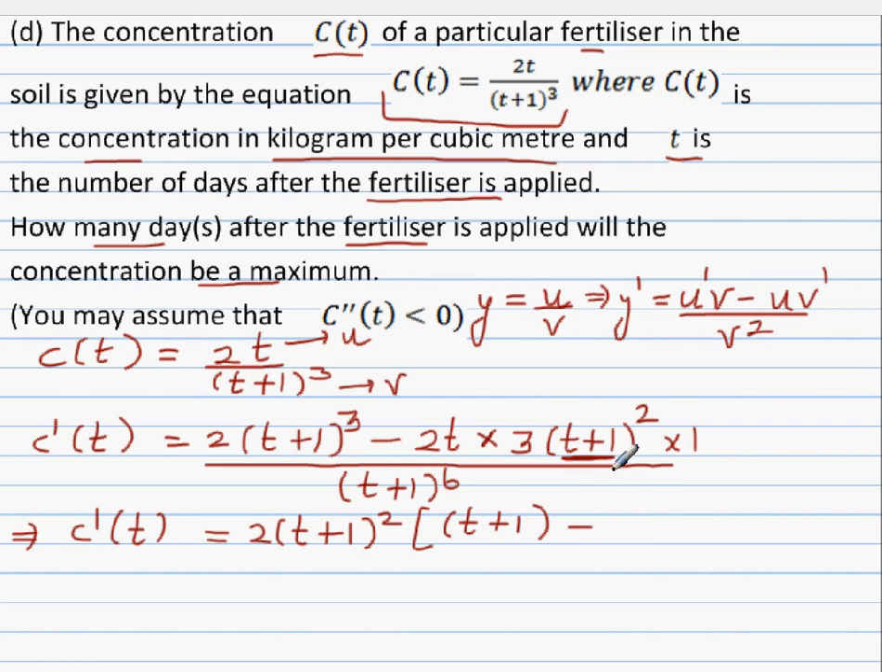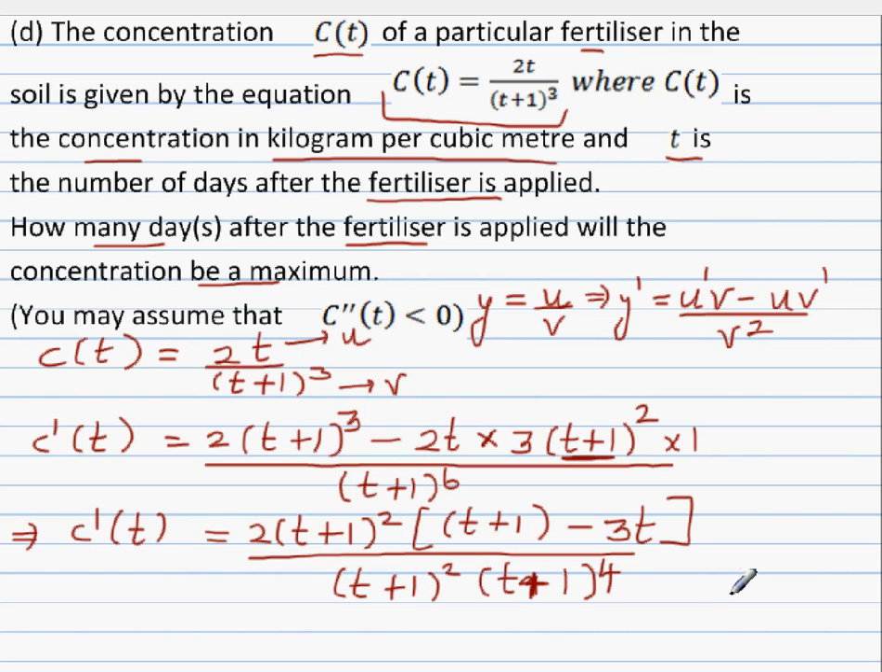minus 3t, since you've got a 3 and a t here. So 3t is remaining here, all divided by (t plus 1) to the power 4. Am I making any mistake here? Let's check it. u dash is 2 times the denominator, minus u, which is 2t, times the derivative of the denominator, which is 3 times... Okay, I don't see any mistake here.